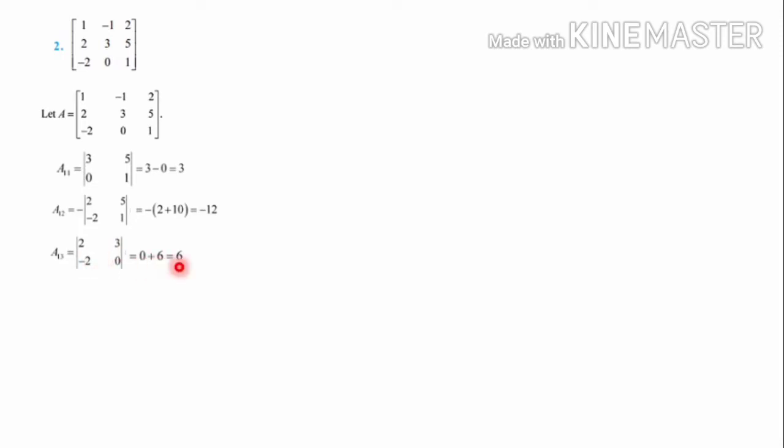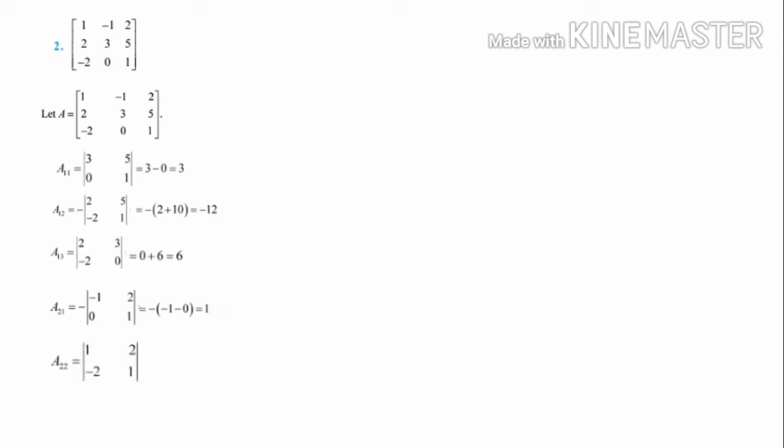So 0 plus 6, that is equal to 6. Next, A21 means this element we have to take, that row and column is gone, then minus 1, 2, 0, 1. That is written here. The sign is negative because 2 plus 1 is 3, and 3 is an odd number, so the sign is negative. Calculate its value. Minus of minus 1 into 1, that is minus 1, 0 into 2, that is equal to 0. So minus of minus 1 minus 0, that is equal to 1.